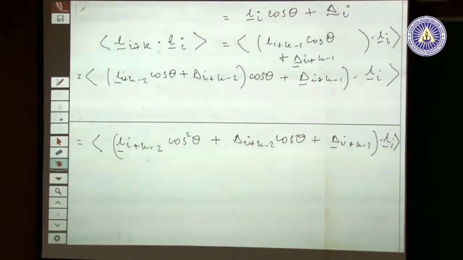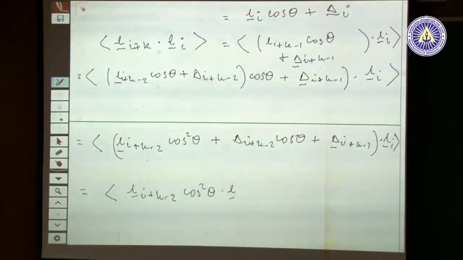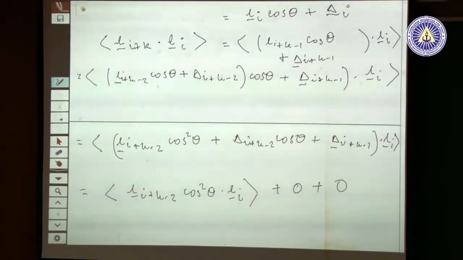Let us take the average in and you will see something immediately. So this is the average of Li plus k minus 2 cos squared theta dotted with Li plus, now the delta I plus k minus 2 is completely uncorrelated with Li, because delta I is a random variable, all the deltas are random, and so the average then has to be 0, okay, and similarly the next one is also 0. So always the delta averages go to 0, you are only left with this.